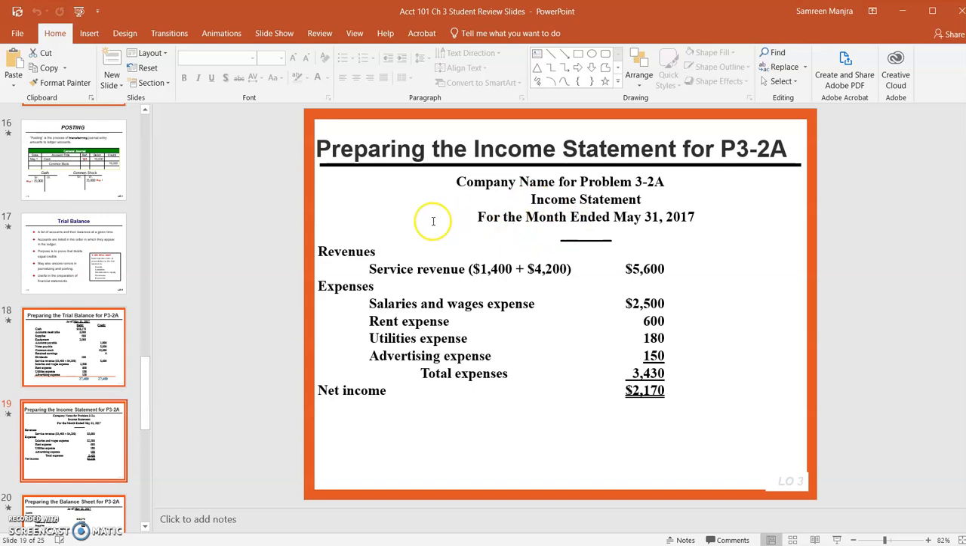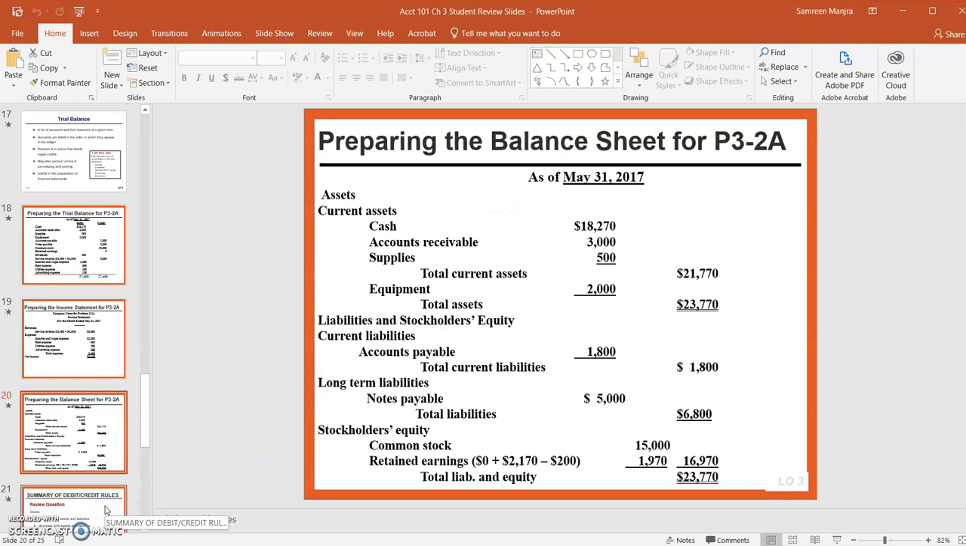So we have the month, and the income statement has the revenues. In this example, we only have service revenue. We have our expenses, and you'll notice a subtotal for the total expenses, and then we arrive at our net income. If you were to continue with this problem, you would then prepare the retained earnings statement. In this particular problem, we don't have a beginning retained earnings and we don't have dividends, but I will present the balance sheet. All right, so for the balance sheet, this is prepared as of a particular date in time.